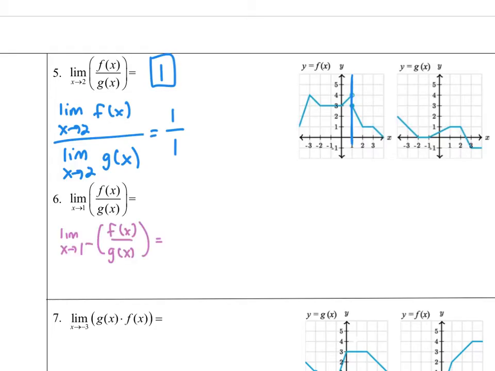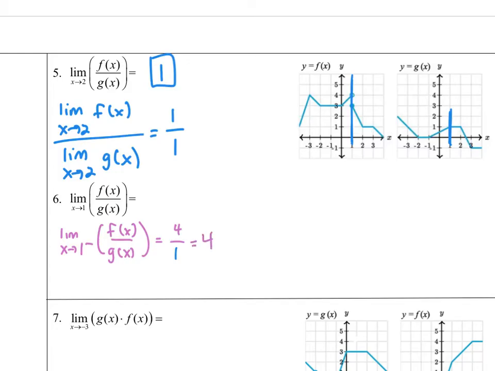So if I just look from the left of this quotient right here, so as x approaches 1 from the left of the graph of f, I get an answer of 4, so that's 4, divided by, and as I approach 1 on the graph of g, I am approaching a y value of 1, so that's 4 divided by 1, and that gives me an answer here of 4.